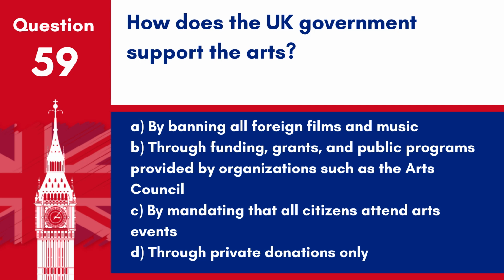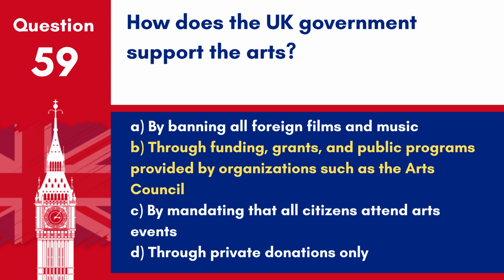Question 59. How does the UK government support the arts? A. By banning all foreign films and music. B. Through funding, grants and public programmes provided by organisations such as the Arts Council. C. By mandating that all citizens attend arts events. D. Through private donations only.